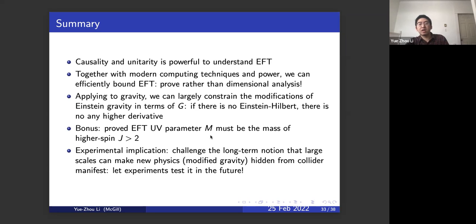massive higher spin states. Then we have some experimental implication: we actually challenge the long-held notion that large scales can make new physics hidden from the collider. We'll let the experiment test it in the future.